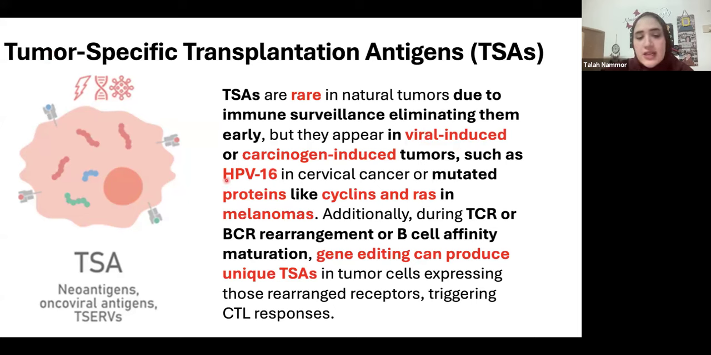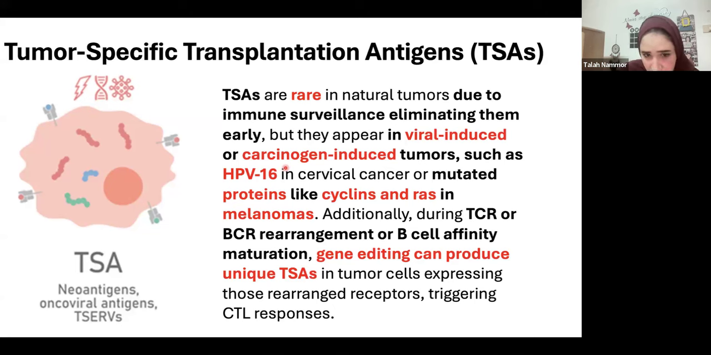An example of this is HPV 16. We know that human papilloma virus can cause cervical cancer. Okay, how does it do that? Of course, it does that through the tumor specific antigens, or these antigens are expressed, and you know that it's caused by HPV 16. Another thing is mutated proteins. So some mutated proteins like cyclins and RAS and melanomas are an example of tumor specific antigens, okay.